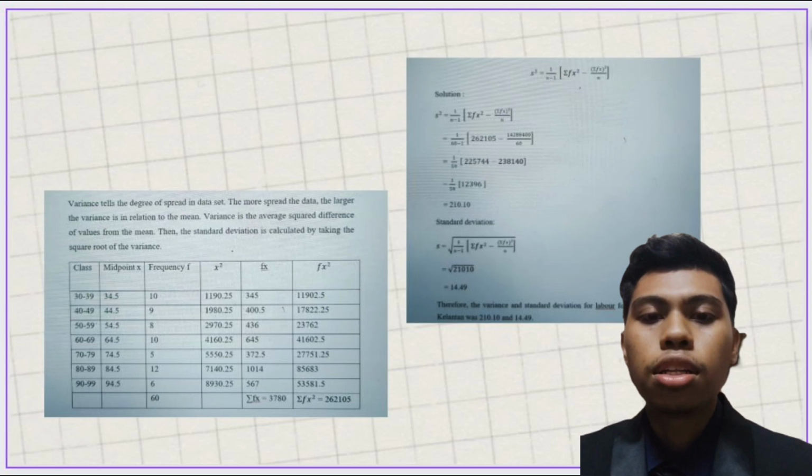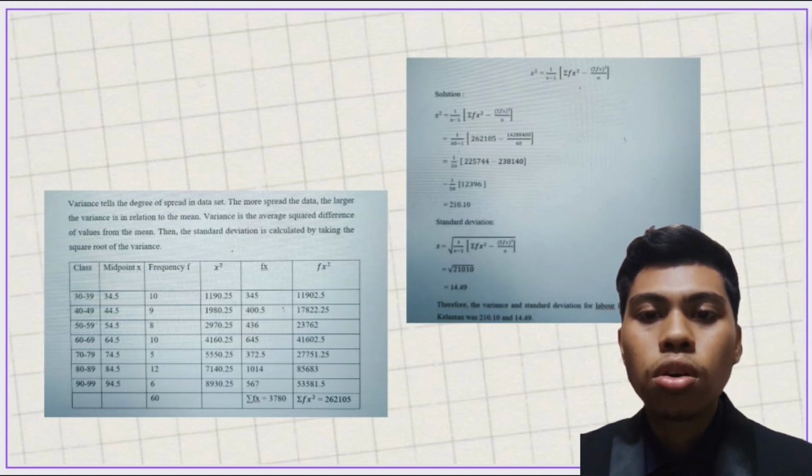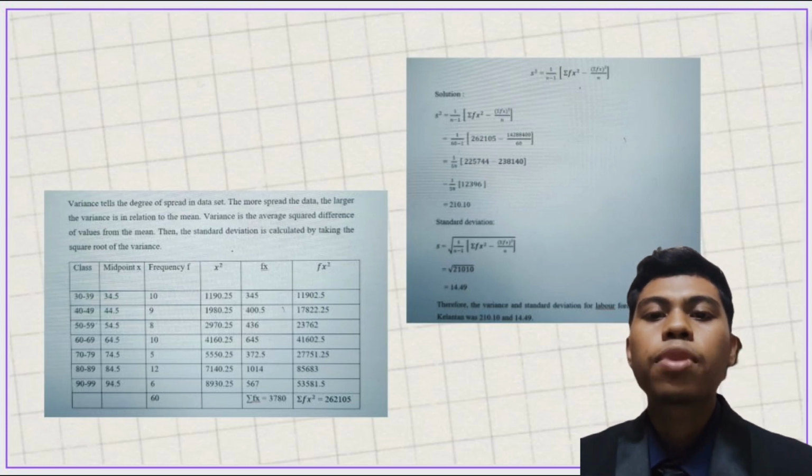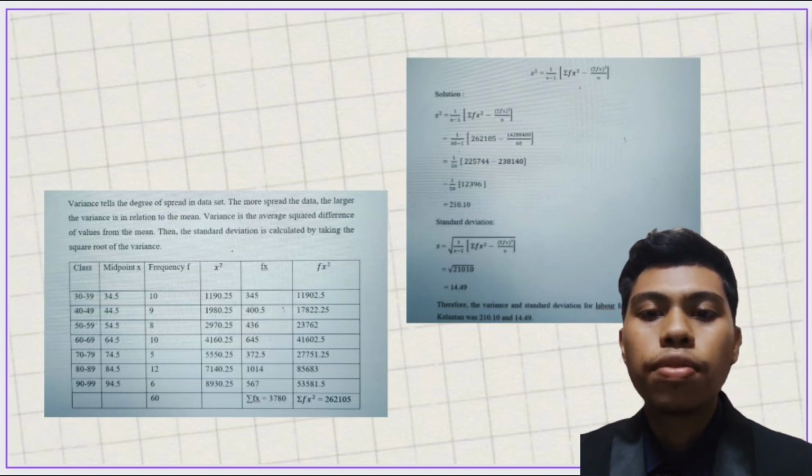Next, this is how I calculate the variance in the data. Therefore, the variance is 210.10. For the standard deviation, this is how I calculate. Therefore, the standard deviation is 14.49.